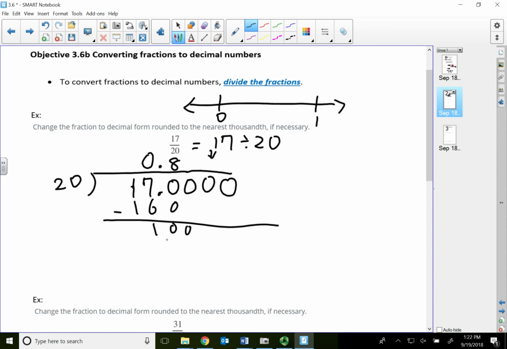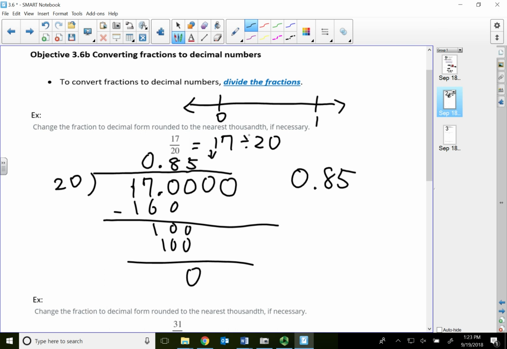All right, 20 goes into 100 5 times, so 5 times 20 is 100. So that's a 0 right here. So basically, I can stop. I can actually stop right here. So my answer is 0.85.